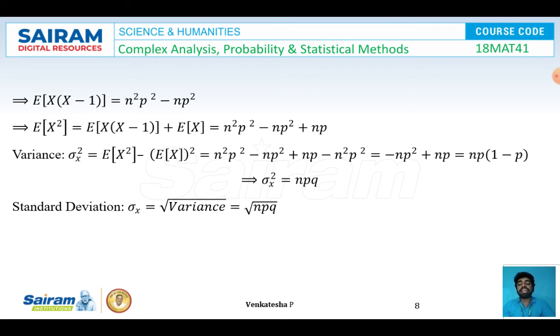So next is standard deviation. It is given by square root of variance. So I got sigma x is equal to square root of npq, which is the required standard deviation.